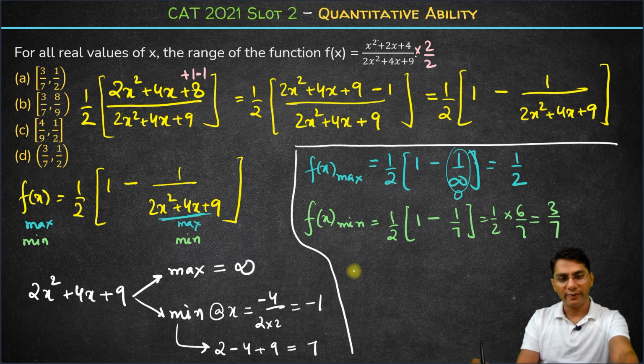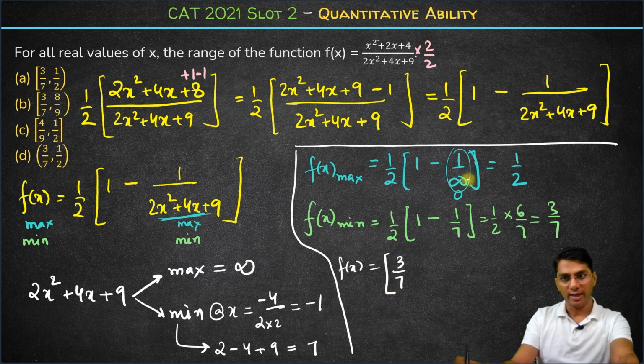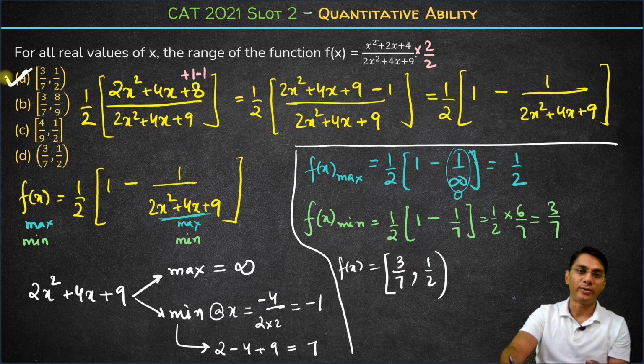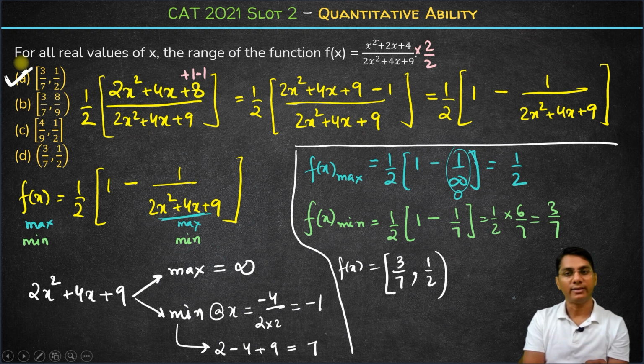So the range of f(x) will be: the minimum value of f of x is 3 by 7, which is included, and the maximum value is half, which cannot be included because of infinity. So f of x is greater than or equal to 3 by 7, but less than half. So the correct answer here is option A. The range of f(x) is option A over here. Thank you.